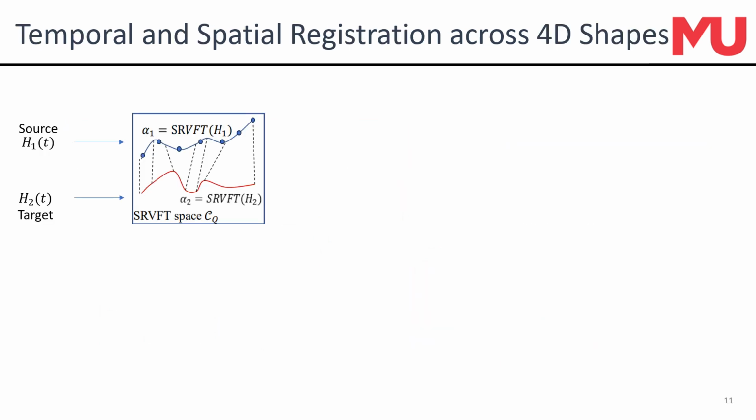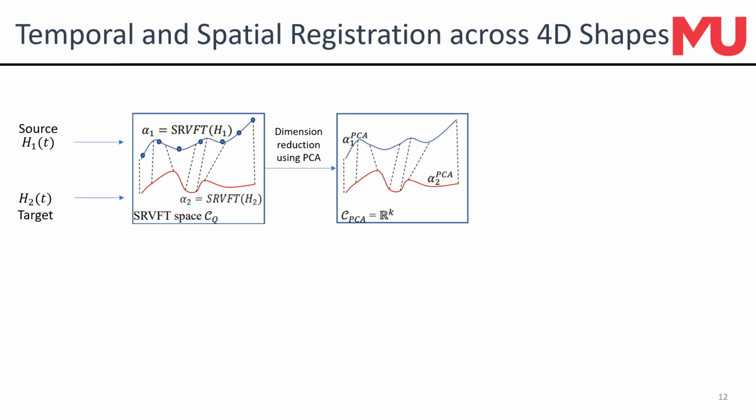After that, we consider every growing 4D tree as a curve in SRVF space, where each sample 3D tree is a point of the curve. Now, analyzing 4D tree shapes becomes a problem of analyzing these curves. As this space is very high dimensional, we reduce the dimension using PCA to reduce computational time. Now, we require to align the curves for temporal registration.